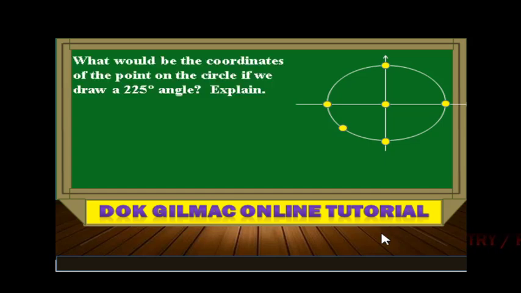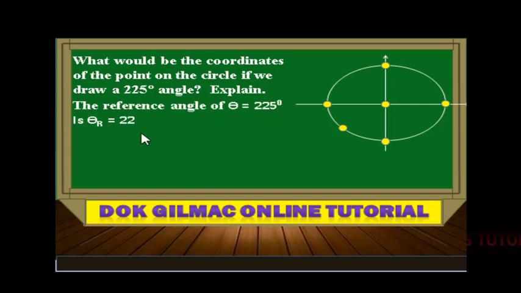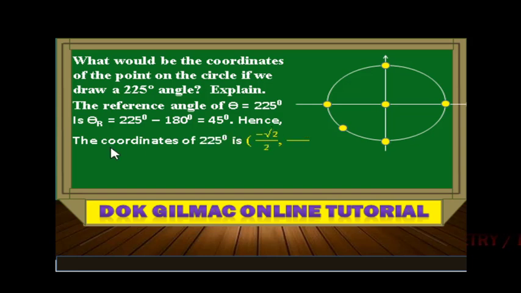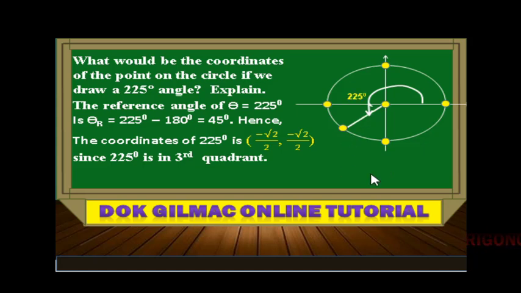What would be the coordinates of the point on the circle if we draw a 225 degrees angle? Explain. The reference angle of 225 degrees is just equal to 225 degrees minus 180 degrees, which is 45 degrees. Hence, the coordinates of 225 degrees is negative square root of 2 over 2 and negative square root of 2 over 2. Since 225 degrees is in the third quadrant, consider the figure to the right. So as you can see here, 225 degrees lies in the third quadrant. And we also have a reference angle of 45 degrees. So therefore, the coordinates are both negative square root of 2 over 2.